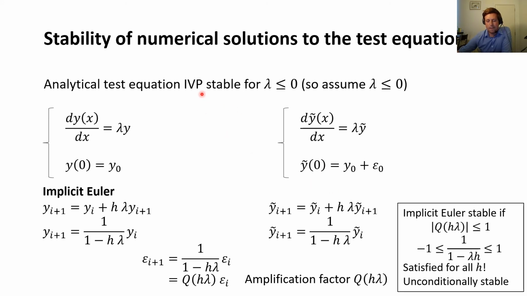So whenever this initial value problem is stable, so lambda is negative, here we have 1 over 1 plus something, because h is positive, plus a number. So this is always something divided by something bigger. So this can never be larger than 1 or smaller than minus 1. So this is always satisfied no matter what your value for h is and no matter what your lambda is, as long as it is smaller than or equal to 0. So this means that this is unconditionally stable. You can basically choose whichever h you want, and it will be stable if the IVP itself is stable, of course.